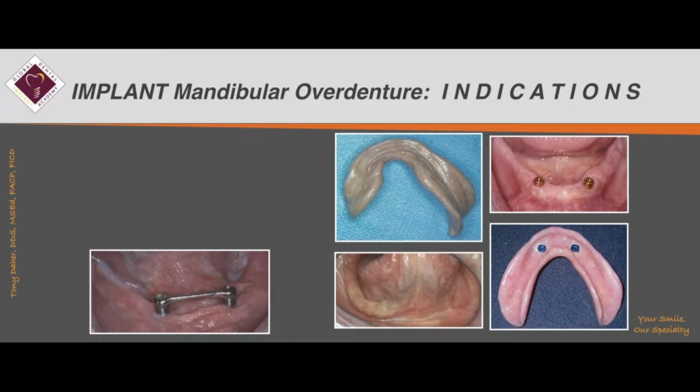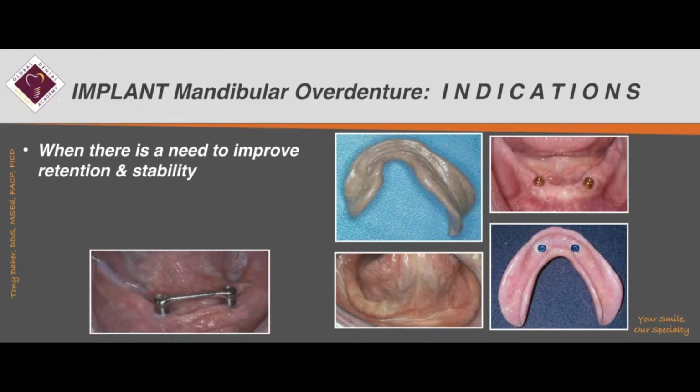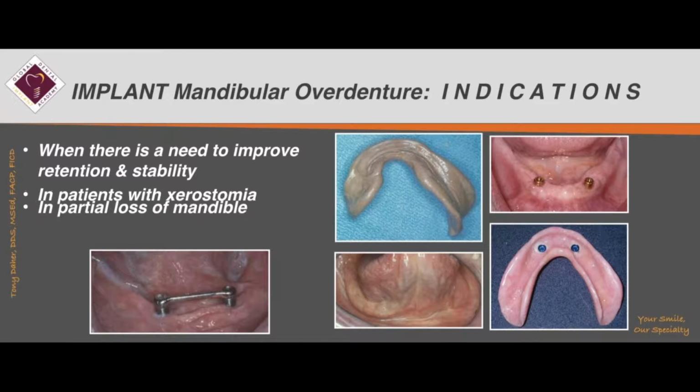Indications for when we do implant mandibular overdentures: when you want to improve the retention and stability of the mandibular complete denture, and certainly in patients with xerostomia. We know for a fact that saliva is very important for suction, and it also minimizes the rubbing effect of the denture bases on the soft tissue. And certainly in partial loss of the mandible, in case of an accident or cancer.